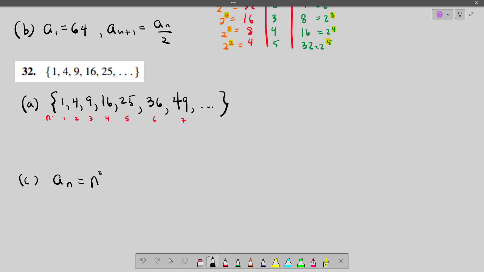So for this one, it's going to be a little bit harder to come up with our recurrence relation. Let's think about it. We need to have a starting point, so we're going to start with a sub 1 is 1. Now we have to get to a sub 2 from a sub 1. So we want to get to this 4 from this 1.